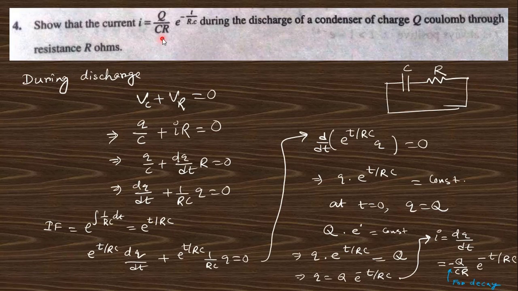Next, find the current during the discharge of a condenser of charge Q through the resistance. It is a similar circuit, and since this is a discharge, there is no voltage supply, so the right hand side will be 0. This is Q by C and this is IR. Take the integrating factor, multiply by it, and you will get this answer. Put in the initial condition that at t = 0 there is full charge, after which it decays. At this initial point the charge is full, and if you put in this value you will get this equation, and this minus sign signifies the further decay.